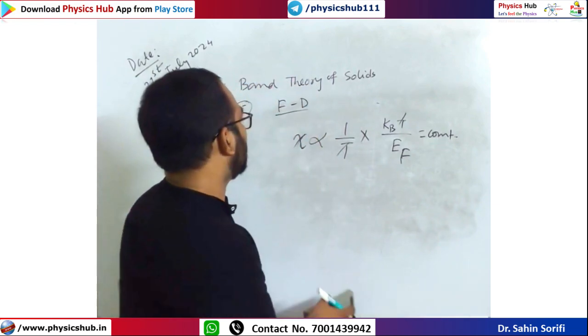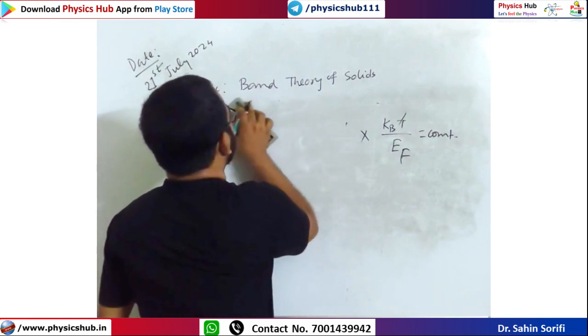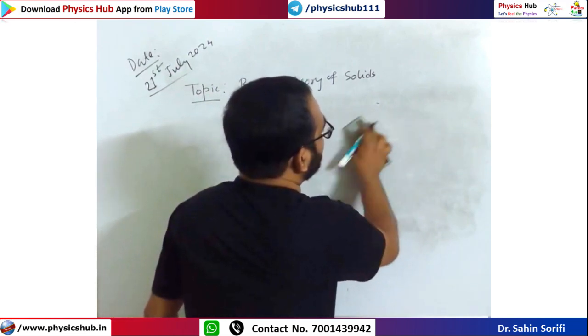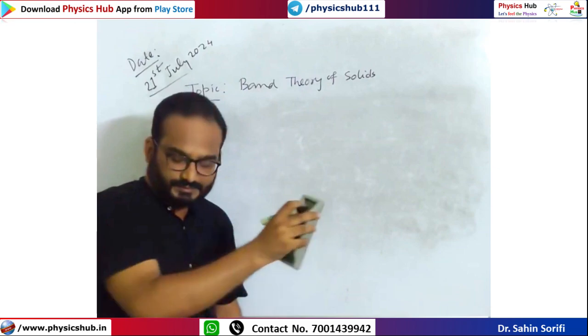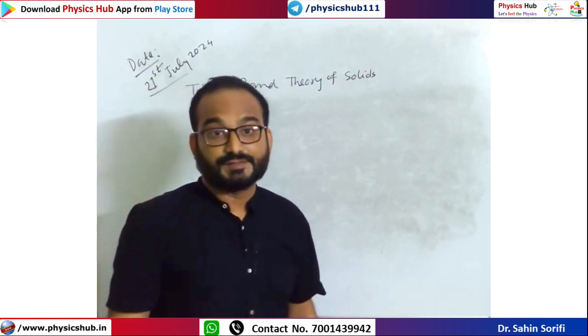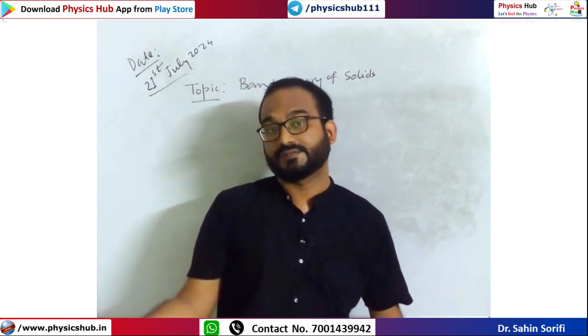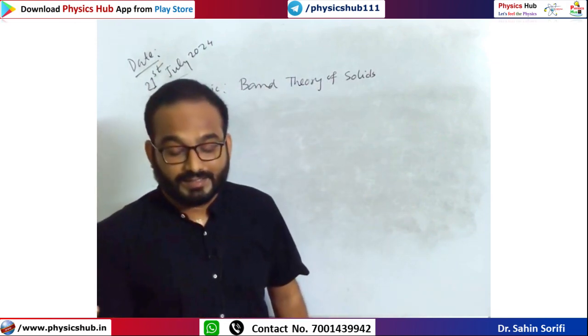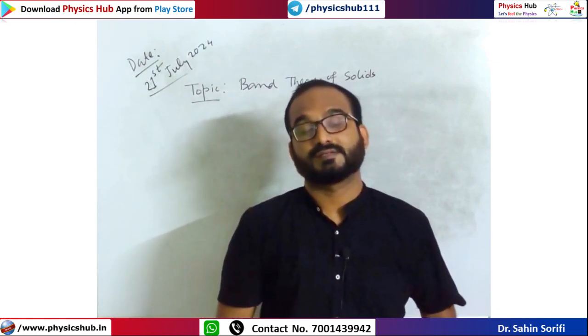But even after incorporating this Fermi-Dirac distribution, a few things could not be explained. Like, a few solids behave as conductors, a few solids behave as semiconductors, and a few solids behave as insulators.